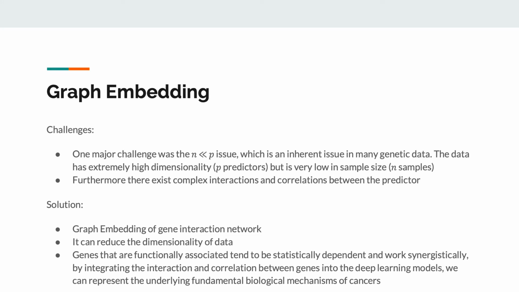And there are two benefits to this. First, it can reduce the dimensionality of data, and secondly, genes that are functionally associated tend to be statistically dependent and work in a synergetic fashion. And by integrating the interaction and correlation between the genes into the deep learning models, we can represent the underlying fundamental biological mechanisms of cancers.